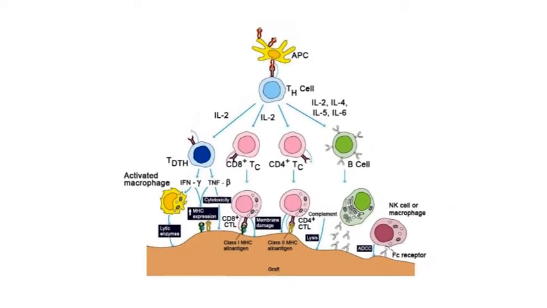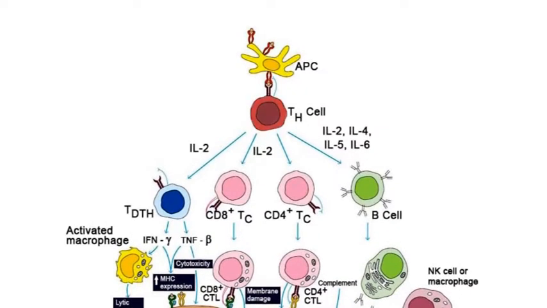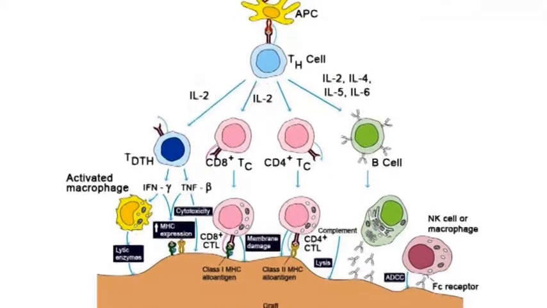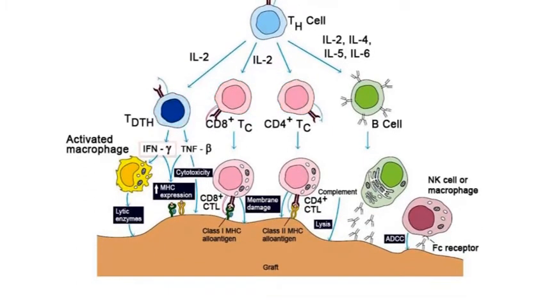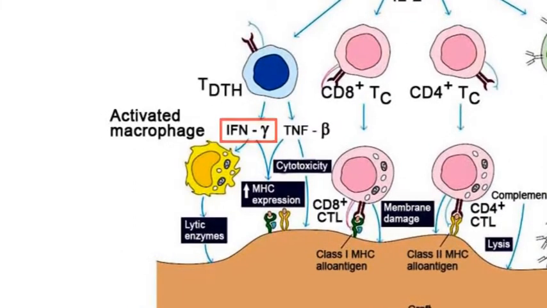The cytokines secreted by the T helper cells also play a significant role in graft rejection. For example, interleukin 2 induces T cell proliferation, interferon gamma induces recruitment of macrophages in the graft region, and TNF beta has a direct cytotoxic effect on the graft cells.